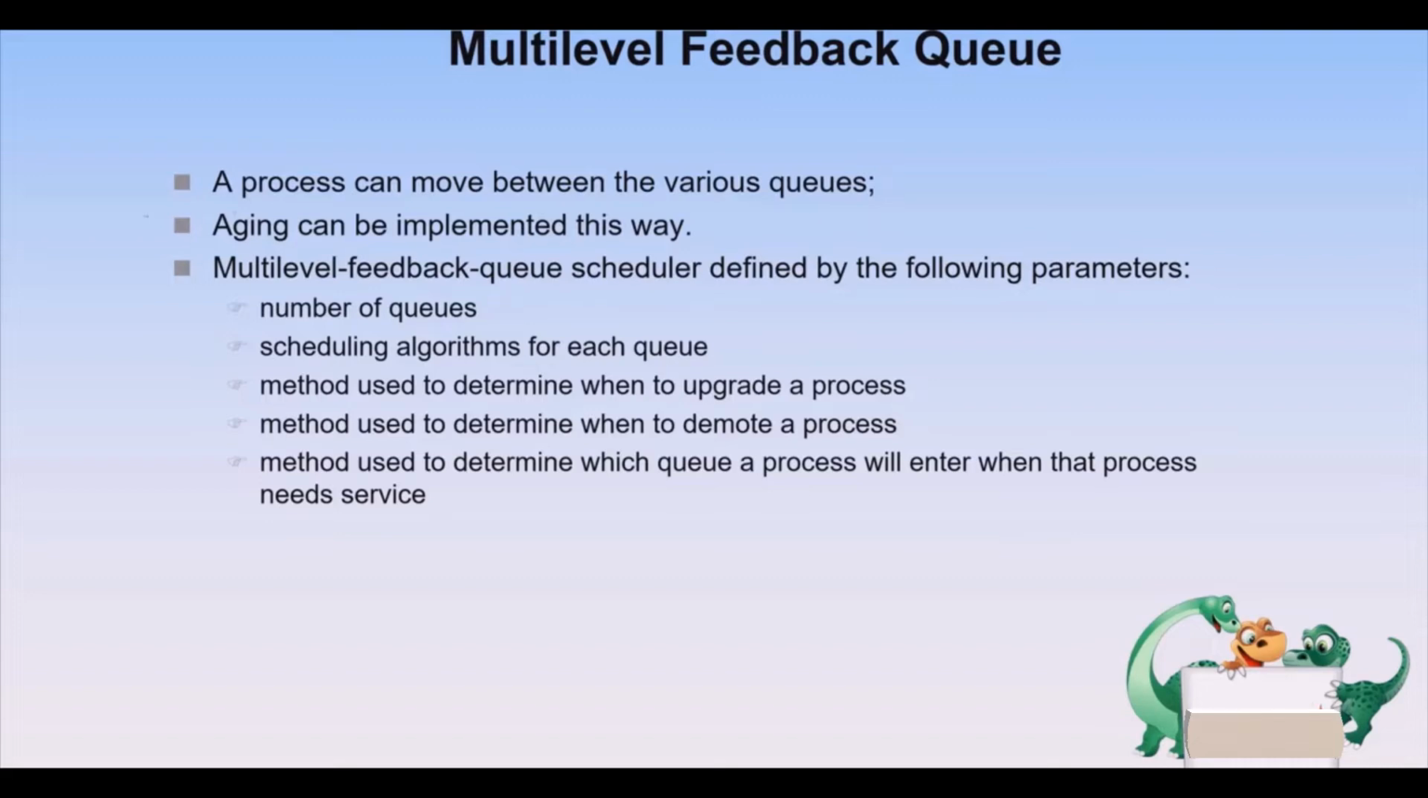The multi-level feedback queue scheduler is defined by the following parameters: the number of queues, the scheduling algorithm for each queue, the method used to determine when to upgrade a process, when to demote a process, and the method used to determine which queue a process will enter when that process needs service.